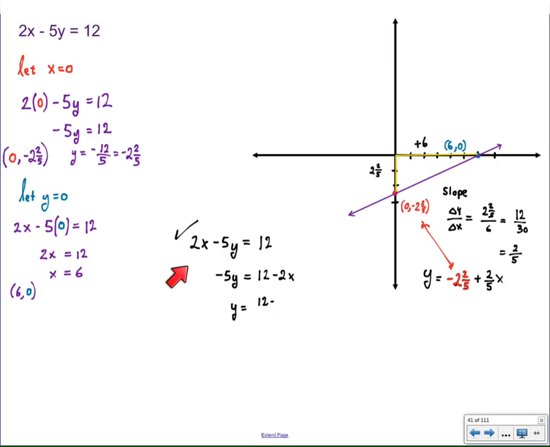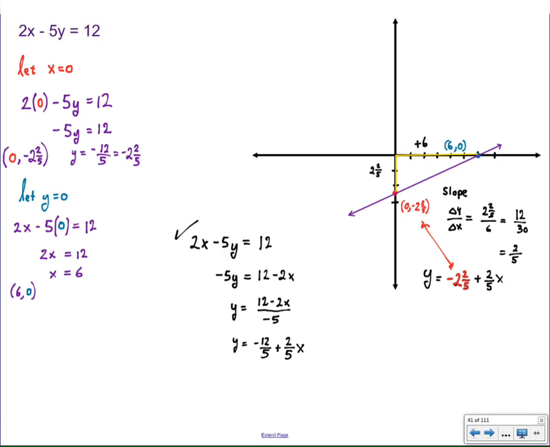Now I go back to my original given equation. I solve for x by subtracting 2x from both sides, and then I'm going to divide both sides by negative 5, and now I just distribute the negative 5, giving me negative 12/5 plus 2/5 x. Negative 12/5 is the same as this, negative 2 2/5. My slopes line up, so everything's good. I have what I need.